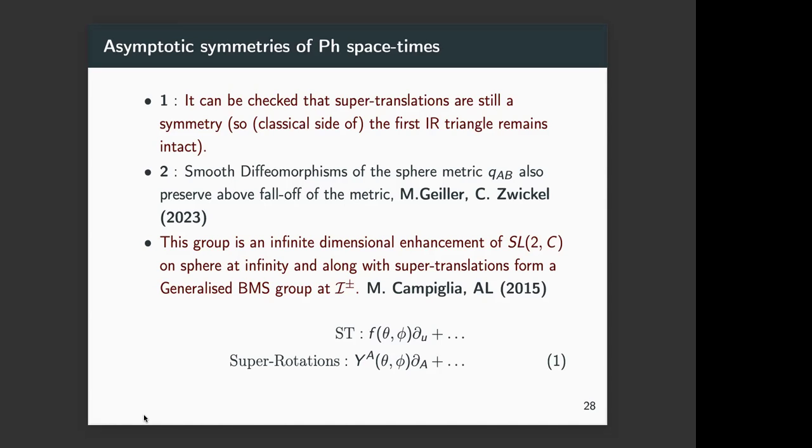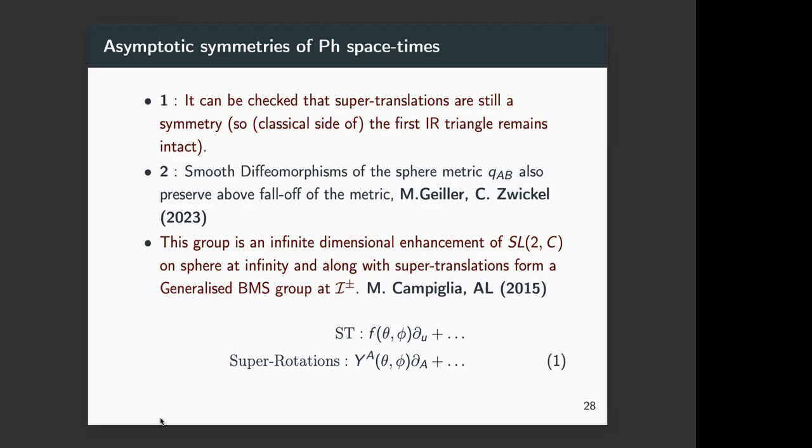And so along with super translations, they form a group itself, which is a very large and in some sense complicated group, which is called the generalized BMS group at future null infinity. It's something that with Miguel, we proposed in 2015 as a candidate group for gravitational classical scattering. And just to quantify what these symmetry generators are, the super translations are angle-dependent translations in u.